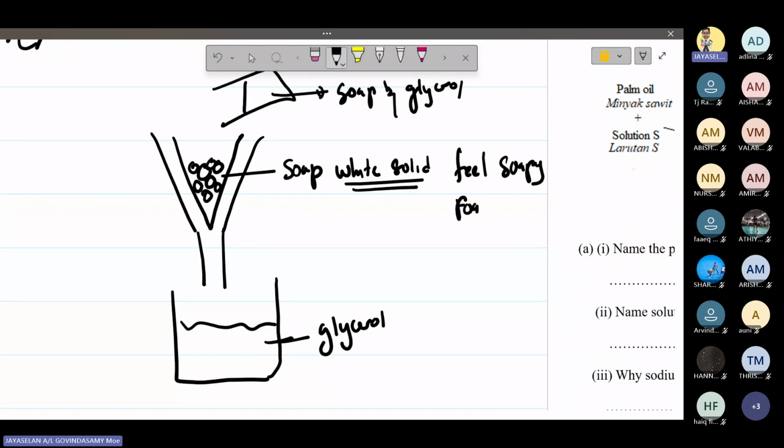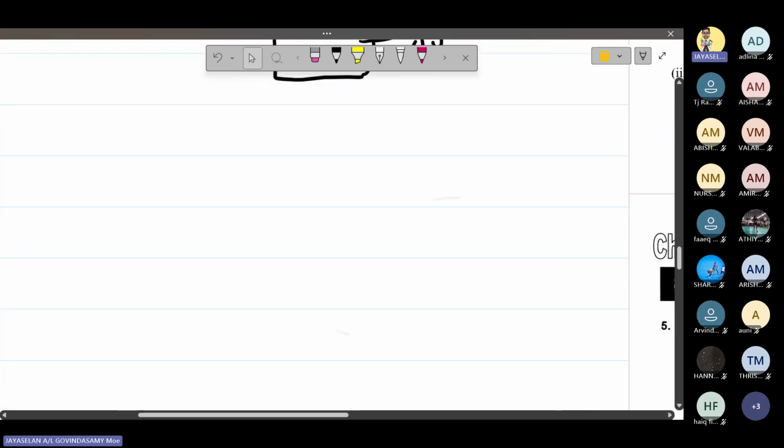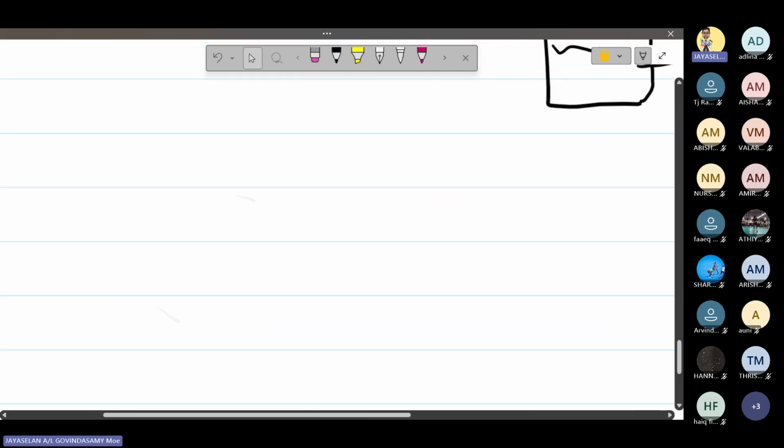Foam will be formed when you add water. That is the test to show the soap. Any question? No question? Okay, one more question. Palm oil.